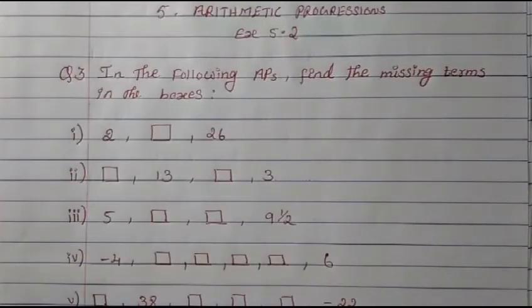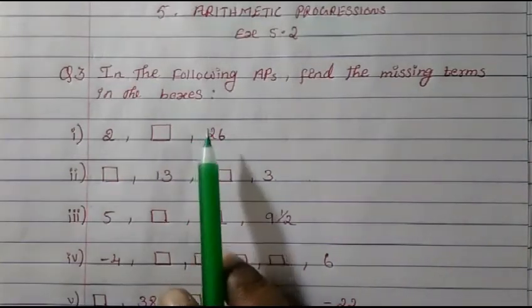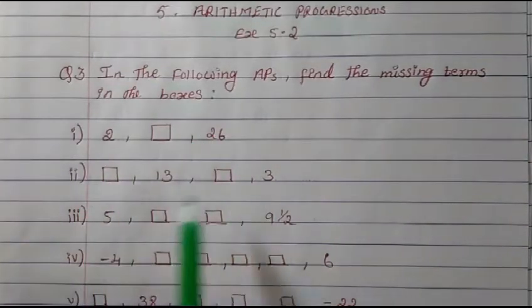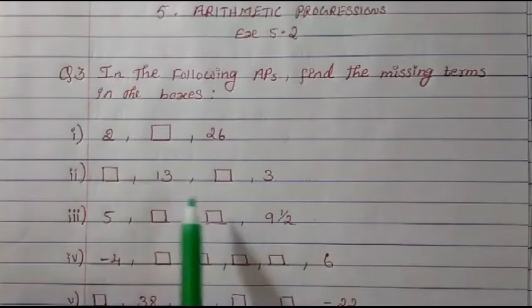Today we are going to study from class 10th chapter 5 arithmetic progressions, exercise 5.2 question 3. In the following APs, find the missing terms in the boxes. So we have to find out the missing terms. We know this is first term, second term, third term. So here the second term we have to find out. Here the first term we have to find out, and then the second is given, the third term we have to find out. So these missing terms we have to find out.